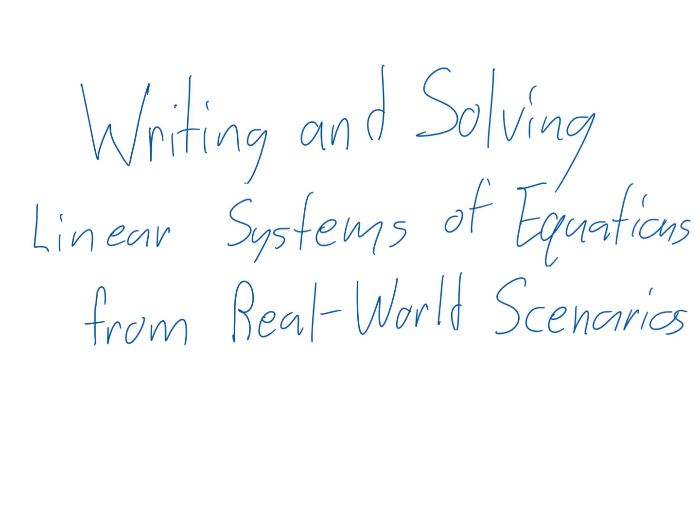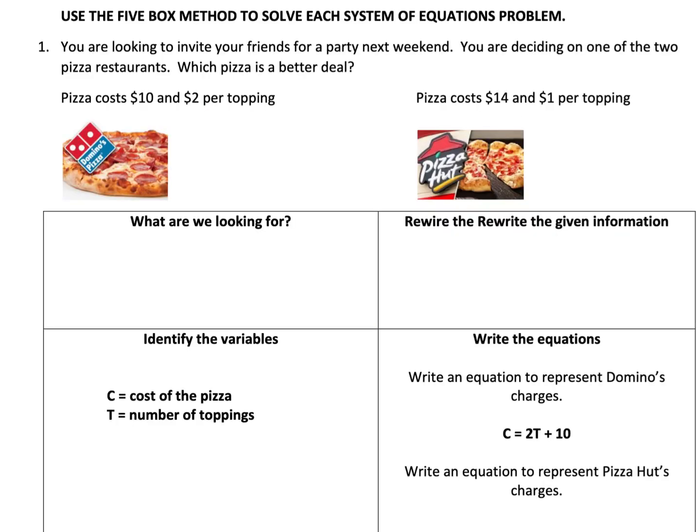Today we will learn how to write and solve linear systems of equations from real-world scenarios. We will learn how to use something called the 5-box method, where we first decide what we are looking for, then rewrite the given information. We identify the variables, write the equations, and solve the system to answer the question. Let's try this with an example.